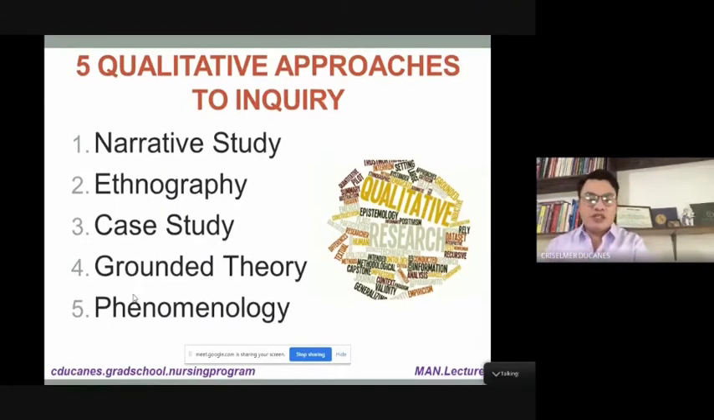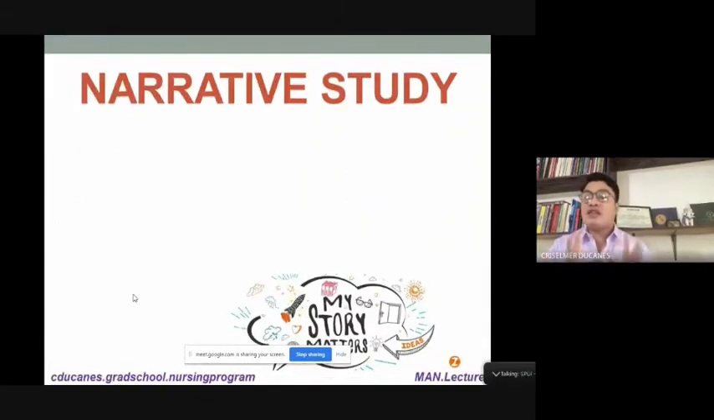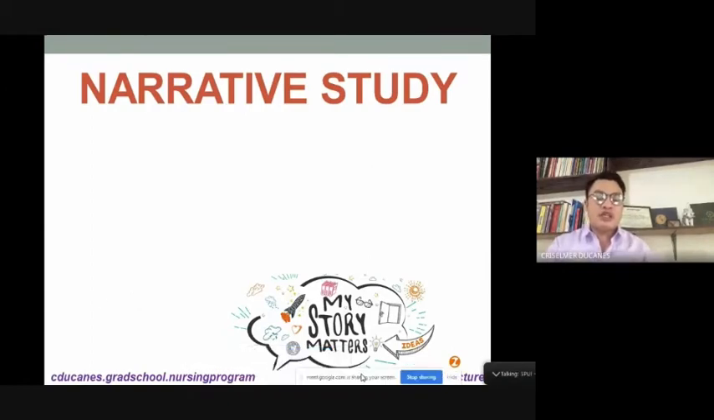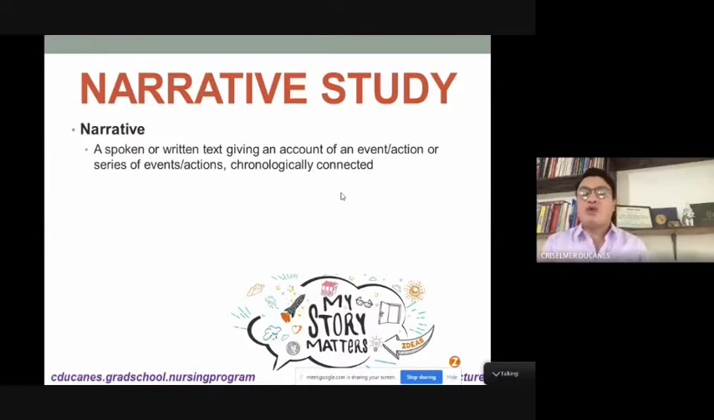First, let's discuss the narrative study. As I have said, it deals with stories. That means my story matters. So we have here your narrative. It is a spoken or written text giving an account of an event, action, or series of events and actions chronologically connected. That means when we say narrative, you are narrating the stories of your participants.